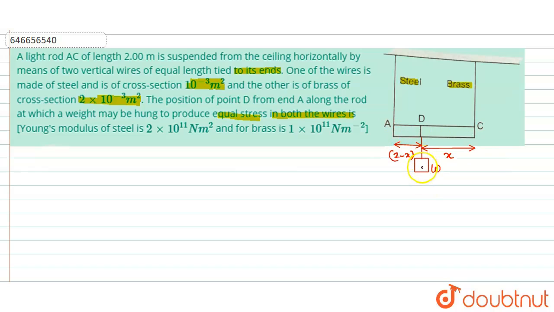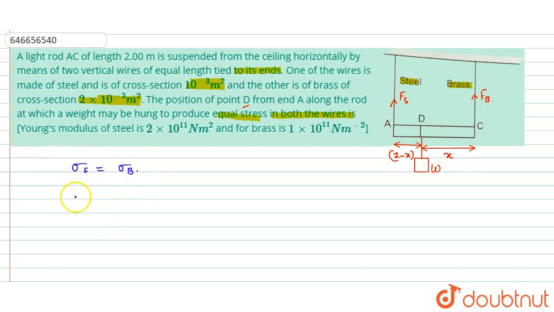Now as you hang this weight, there will be some forces produced in the wires. Let us say this is the force in steel, and let us say this is the force produced in brass, so let us call this FB. Now it is given that we have to find the position of D such that equal stresses are produced in both the wires. So the stress produced in steel must be equal to the stress produced in brass.